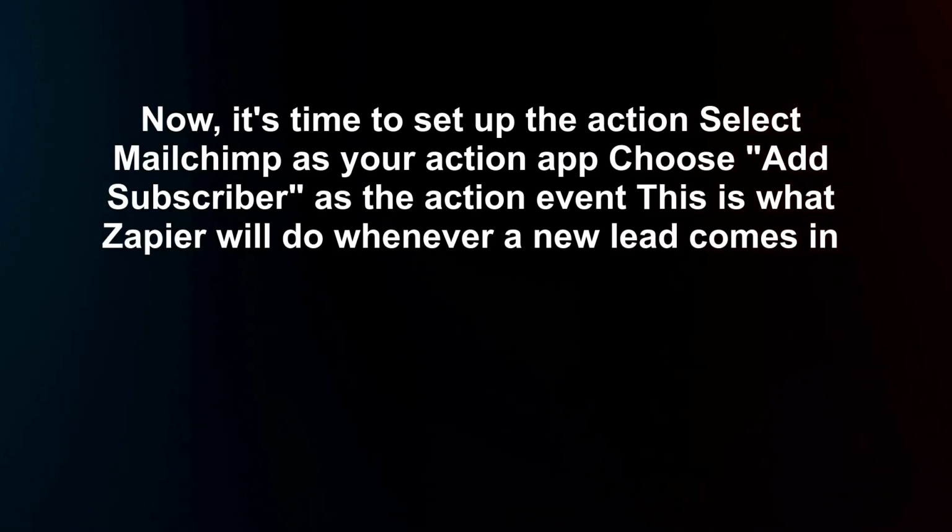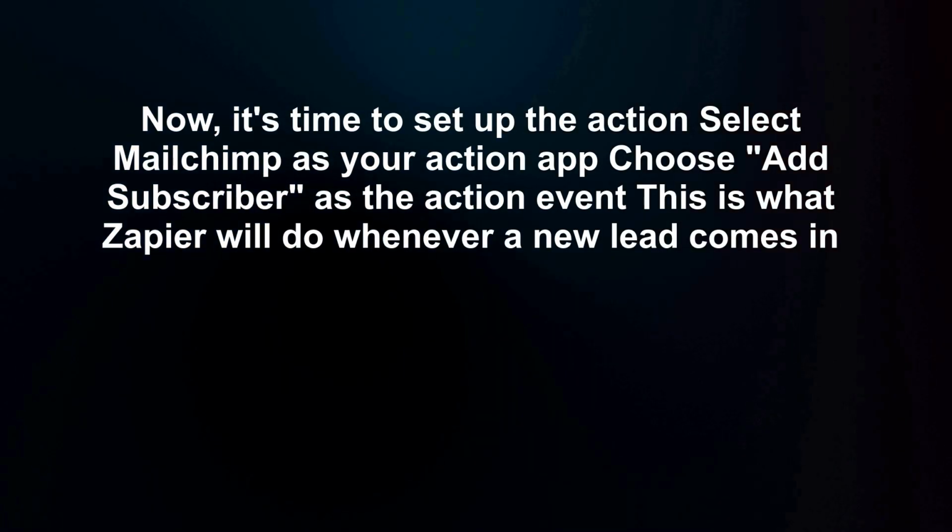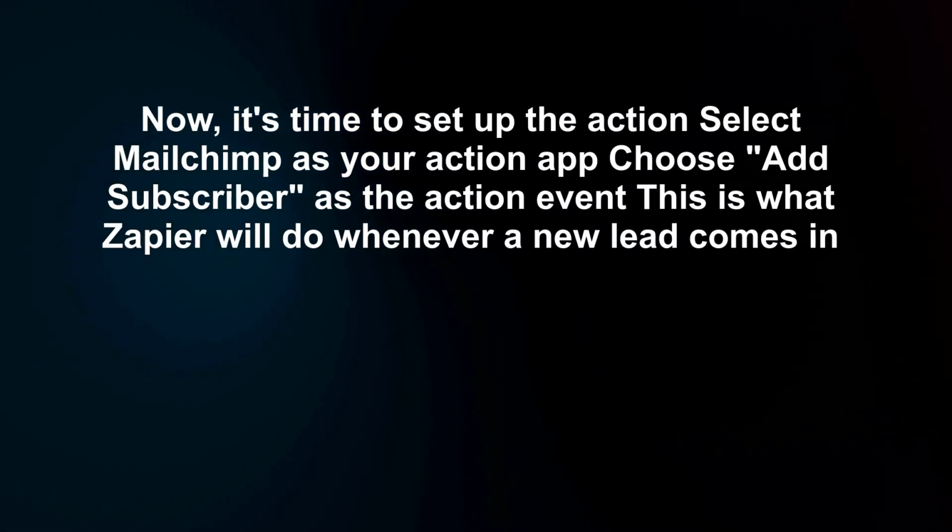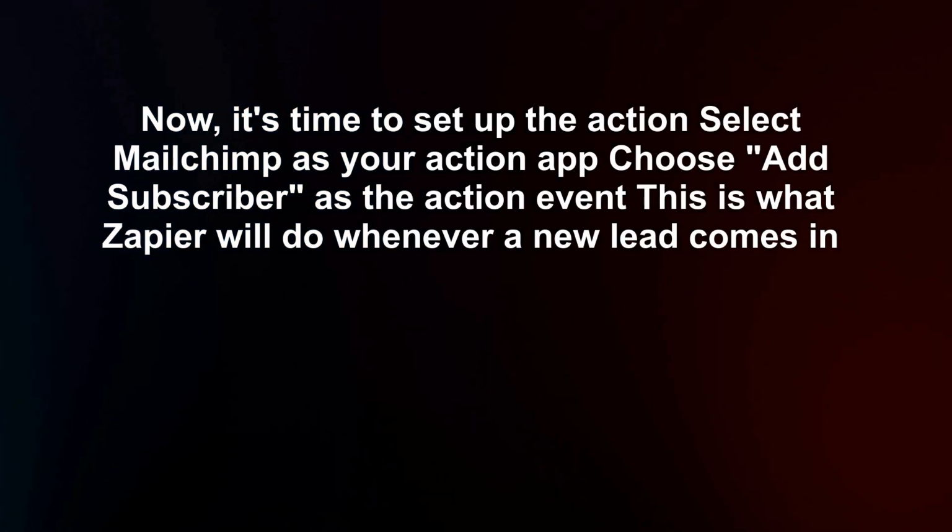Now, it's time to set up the action. Select Mailchimp as your action app. Choose Add Subscriber as the action event. This is what Zapier will do whenever a new lead comes in.